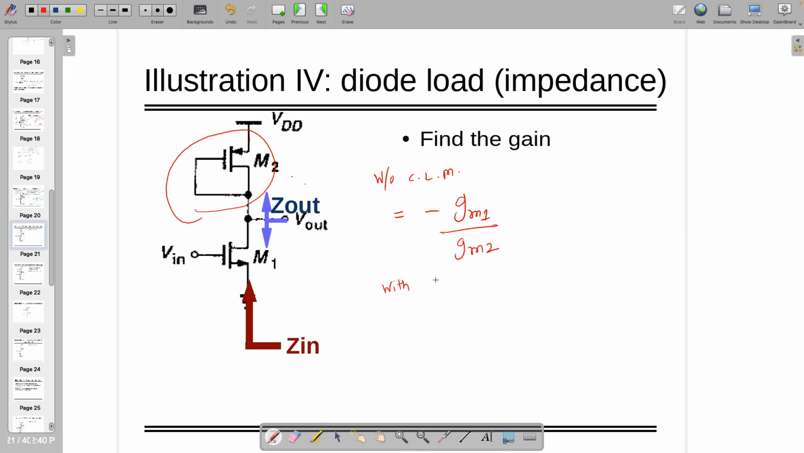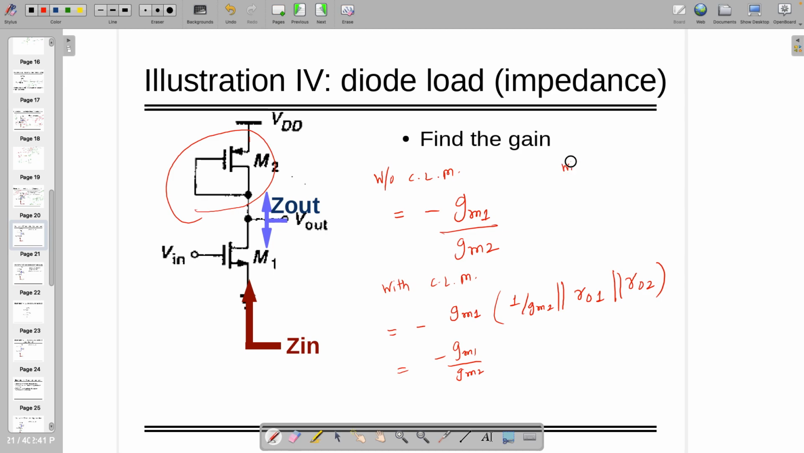With channel length modulation, what is the answer? It's not just ro1; you can also add ro2. Of course, effectively it's again gm1 divided by gm2 only. But this is the exact answer without any approximation.